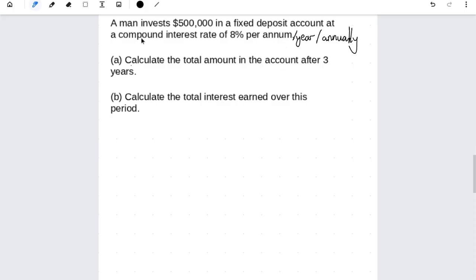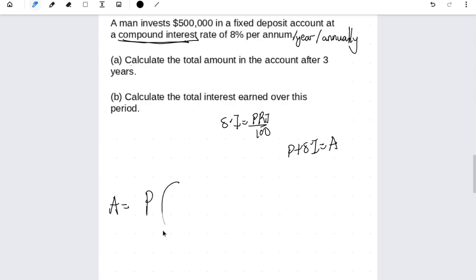Okay, so remember this is compound interest. If we're doing simple interest, we'll simply do PRT over 100, find your simple interest, and you can add the principal and the simple interest to get the amount. Very straightforward. But now this is compound interest, so we're going to use a different formula. And the formula is A is equal to P bracket 1 plus R over N, and then to the power of N times T.